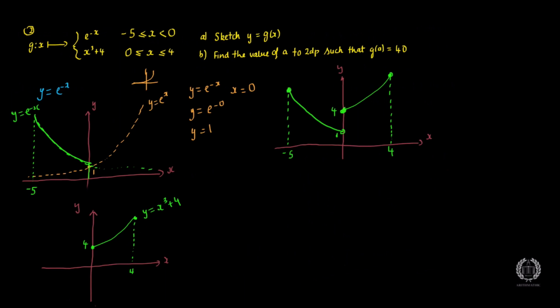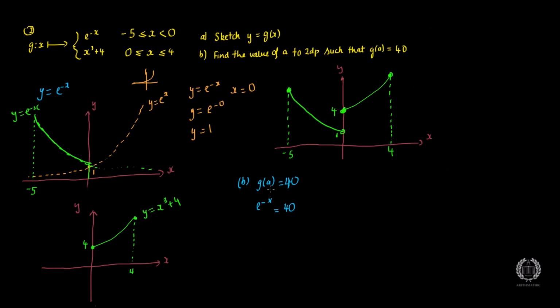Now if we look at question B, it's asking us to find the value of a such that g of a equals 40. So if I put g of a equals 40, what's my g of x function? We have two g of x functions here, right? So we can do first two things. We can use the e to the minus x, and then we can equate that to 40. Oh, that's not 10, that's 40. We can equate that to 40, because that's one of my functions, g of a.